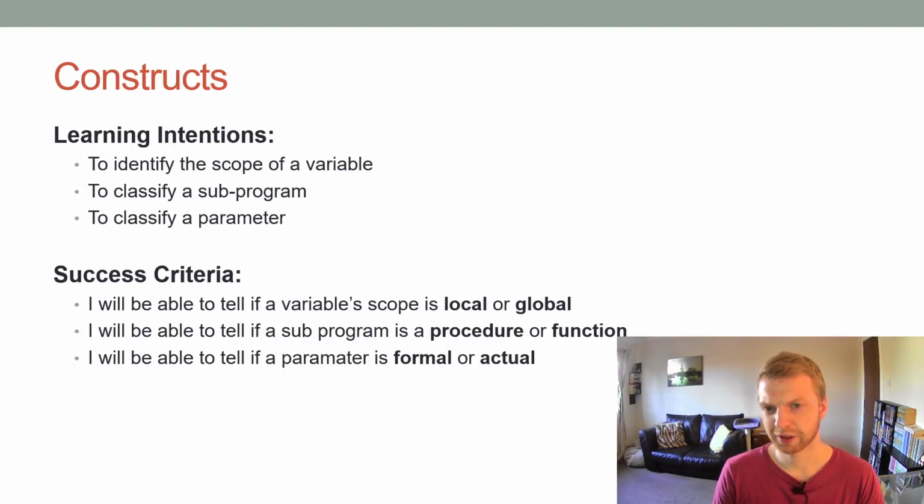I'm about to cover constructs, which includes the different scopes of a variable, the two different types of subprogram, and the two different types of parameter. So 6 things to learn, and you should know the terms local, global, procedure, function, formal, and actual by the end of it. You shouldn't just know them, you should be able to identify them.